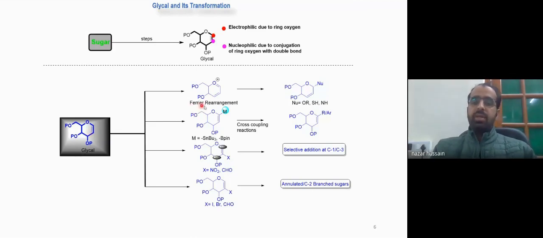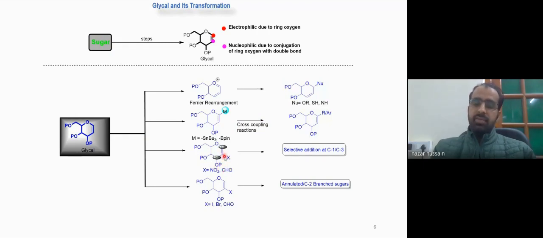Like one of the most important rearrangements is the Ferrier rearrangement. Under Lewis acid, glycals form this oxocarbonium, and any external nucleophile results in the formation of some glycosides. At the same time, under some strong basic condition, the C1 position can be metallated and can be utilized for some cross-coupling reactions.